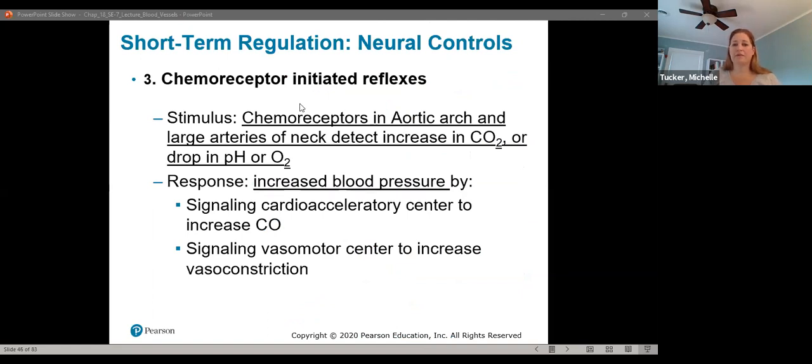There are also chemoreceptors located in the aortic arch, and again, some of the larger neck arteries, that can detect increases in carbon dioxide or a drop in pH, so an increase in carbon dioxide, an increase in hydrogen ions, or a decrease in oxygen. These are going to then signal that cardioaccelerator center to increase cardiac output, as well as the vasomotor center to increase vasoconstriction to increase blood pressure.